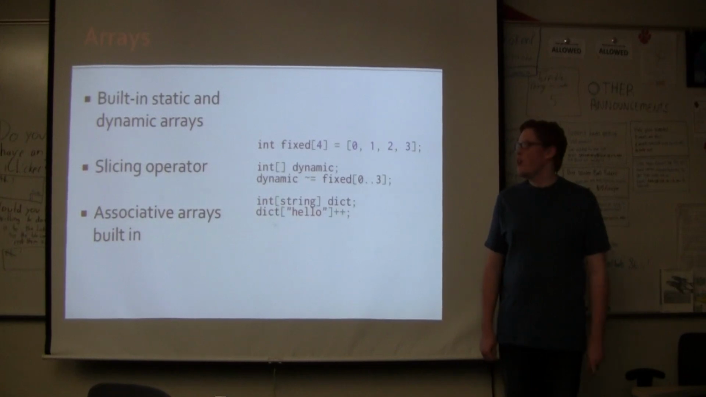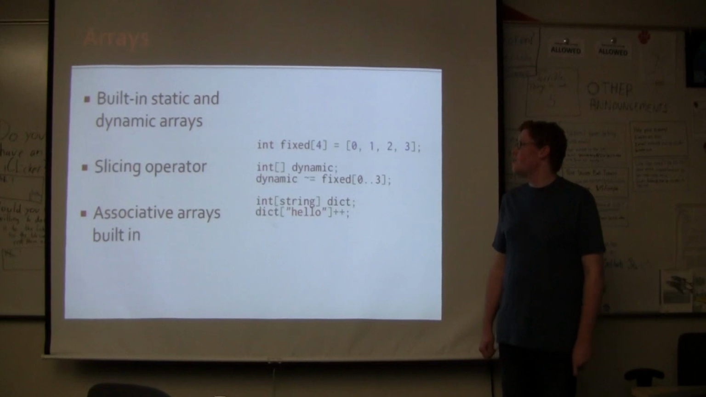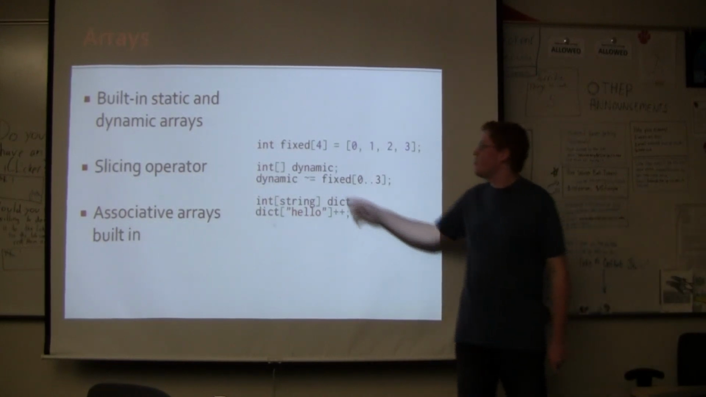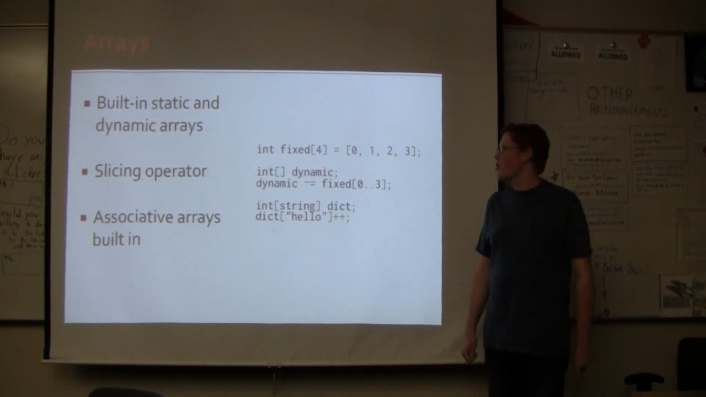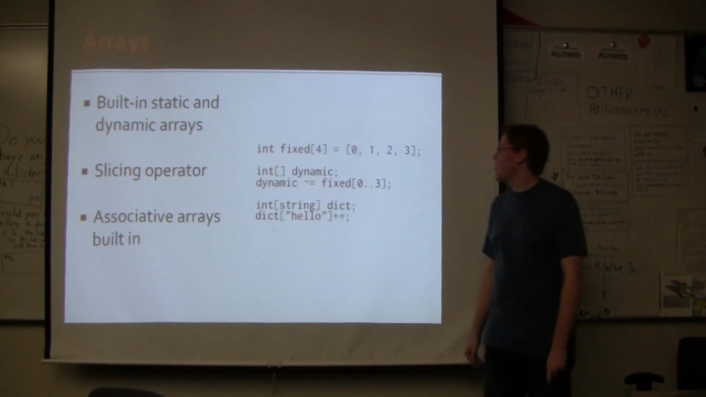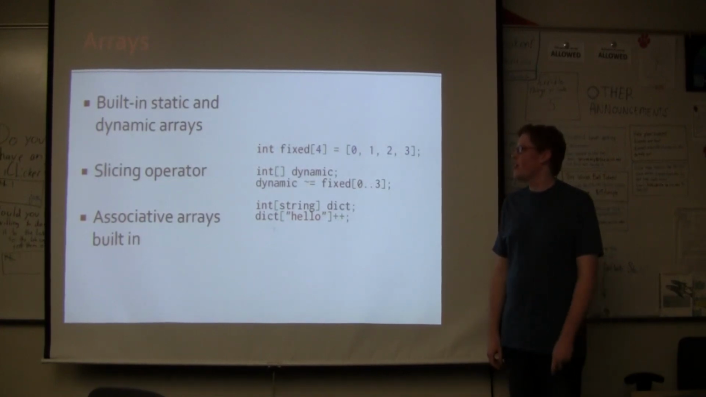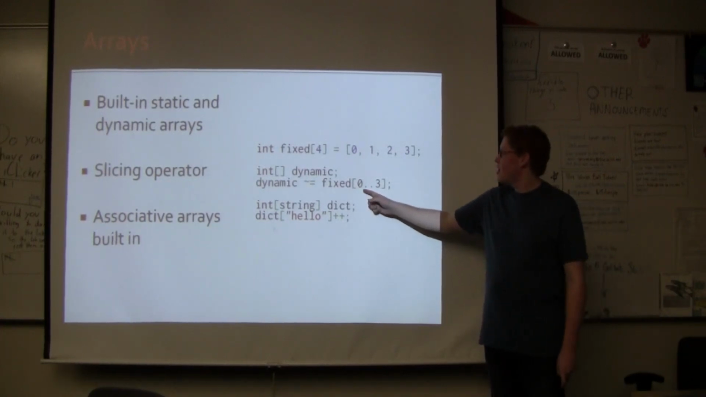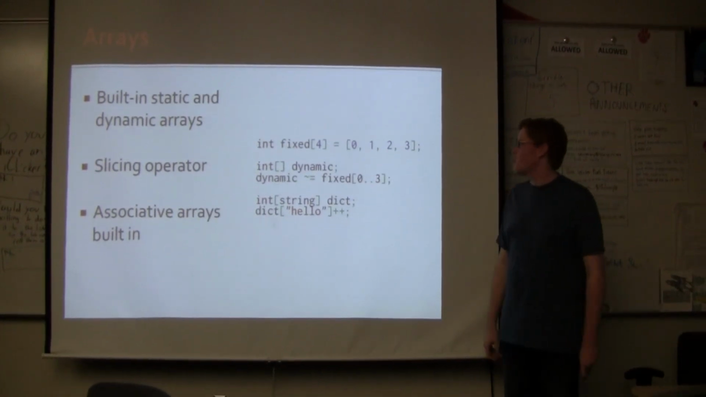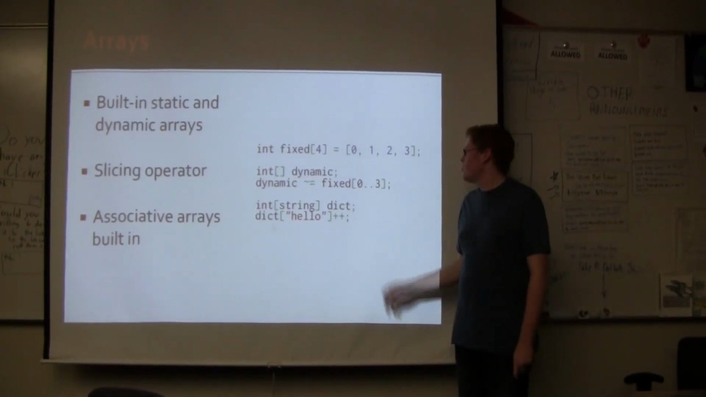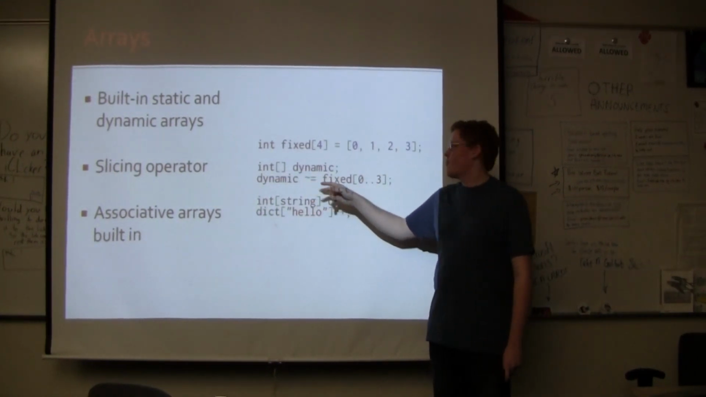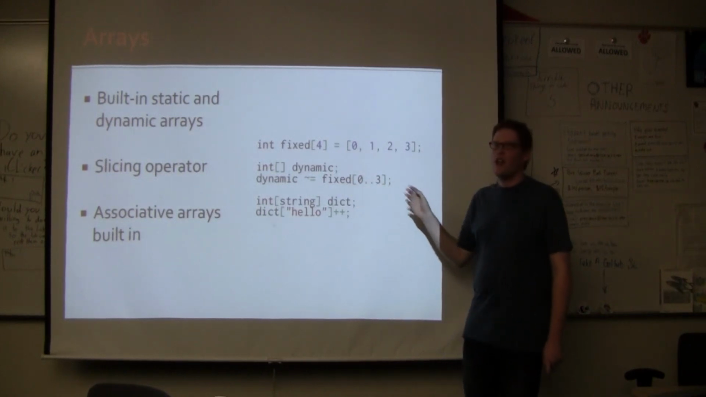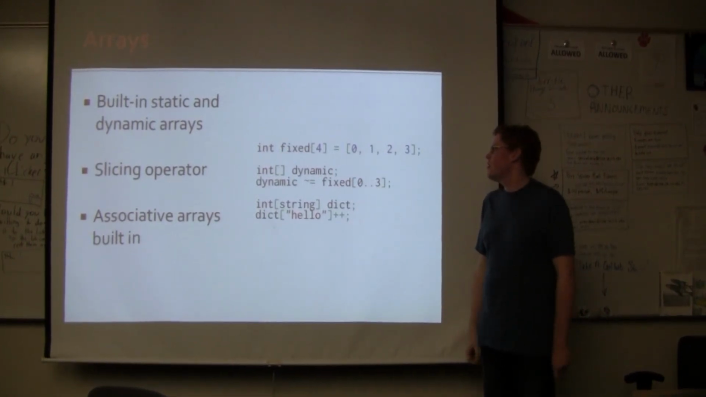D also has built-in static and dynamic arrays. You can declare a static array just by putting in the size while you're writing it, or if you don't know, you can just leave the size out and you have a dynamic array. They have things like slicing operators, which is this here. You can say a range of values. What's really cool is that it's usable on both sides of the expression. So you can say dynamic 5 through 8 equals fixed 0 through 3, and it just does a raw copy of all those values.